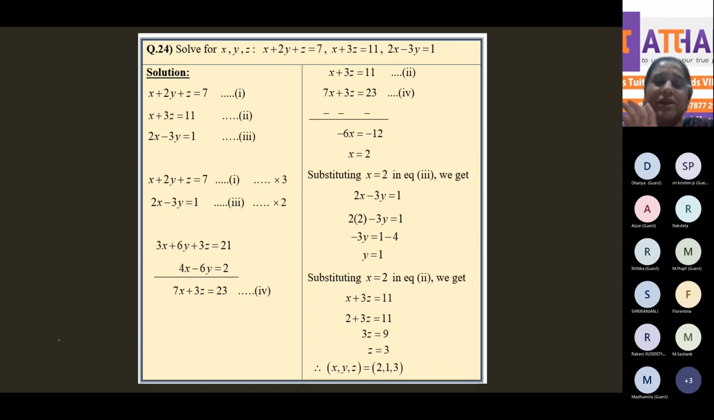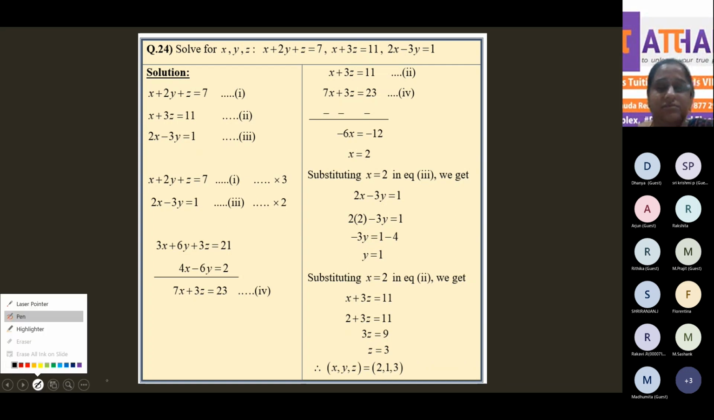There are many ways, children, you can explore. Once you get a few basic ideas, then you can explore. You can do it by the substitution method. Now I'll give you time to work. I'll not disturb you. Please work.